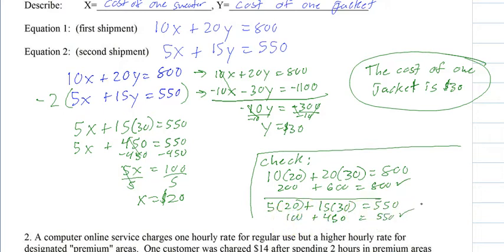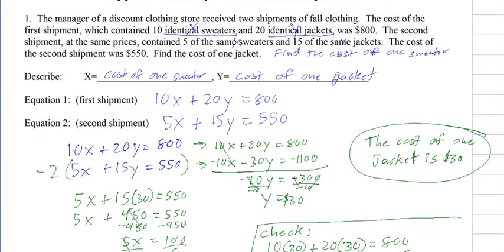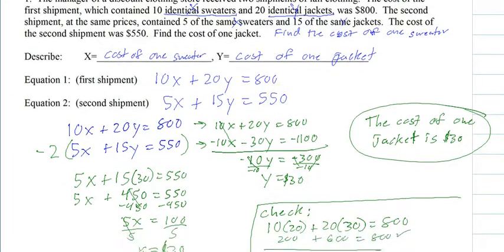So we do know that the cost of one jacket is $30. And that's it for the problems. So you go through, you find your two unknowns, you use the sentences to create two linear equations and solve them, and answer the question.